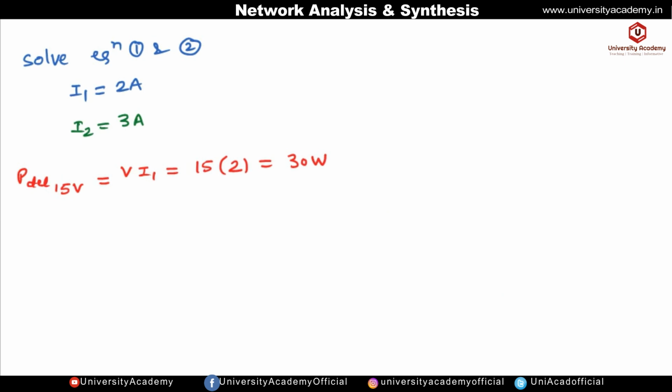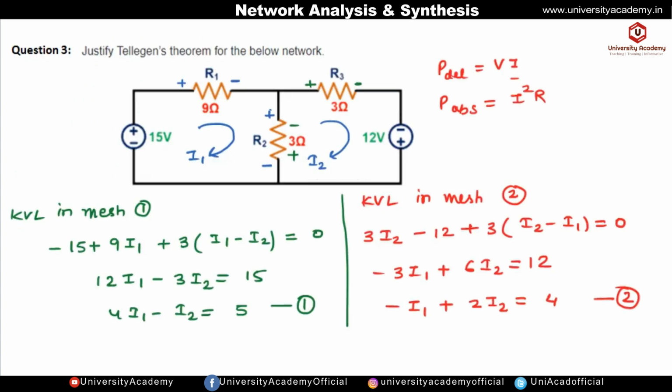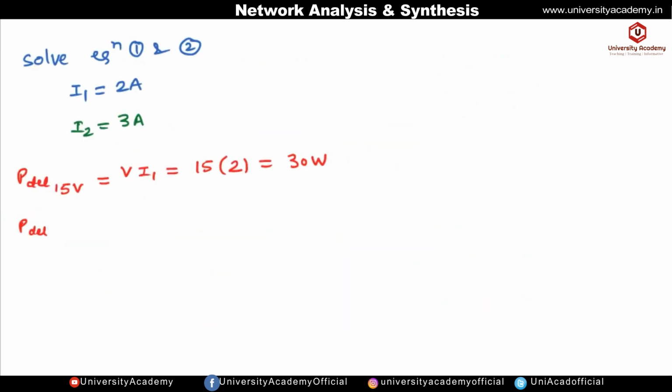Similarly, for this 12-volt voltage source, the power delivered is given by V into I2, since the current flowing through this voltage source is I2. The voltage source value is 12 and I2 current is 3, so this is 36 watt. Now only two sources are there, so power is delivered by both the sources.